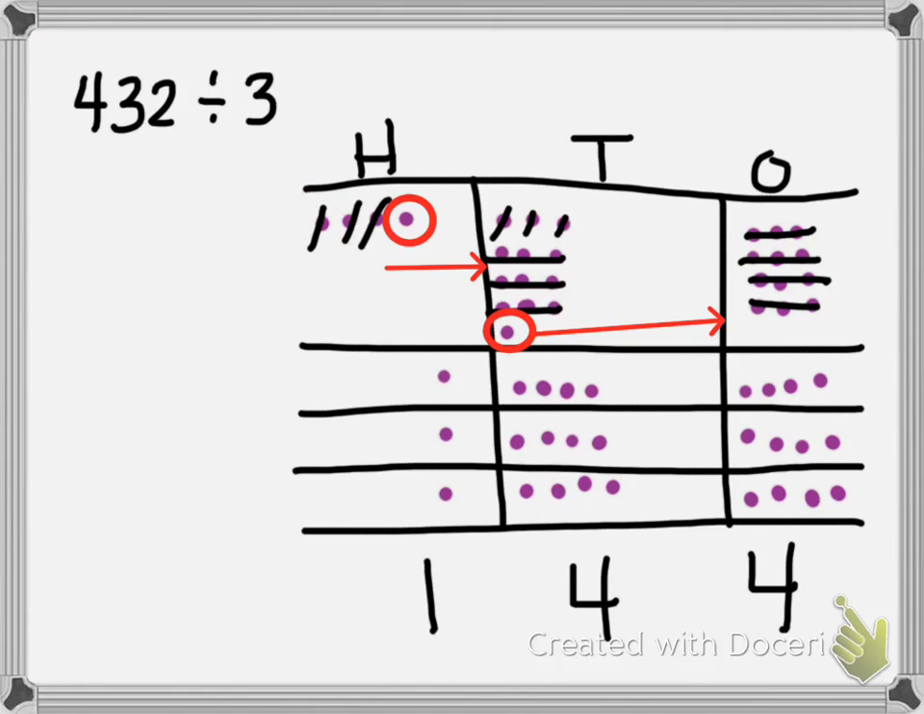Things to think about. We've had 1 left over here, so we've moved 10 over. If we had 2 left over, we would move 20 over here. Same thing here. If we had 1 or 2 left over, we would move 10 for 1 or 20 for 2 over here. Now that's where organization really comes in handy too. If we organize in groups of 3, it makes it a lot easier to figure out how many will be in each group.